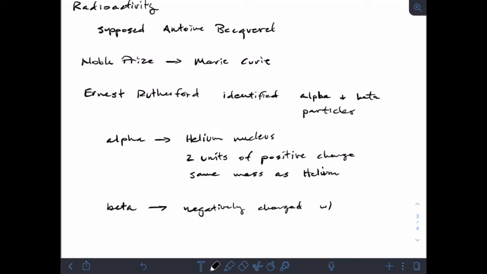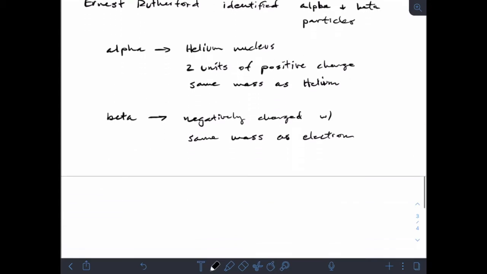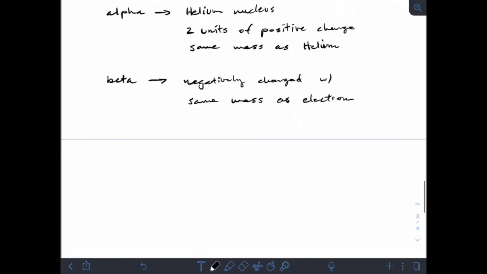With about the same mass as an electron. Right. Later on, Paul Villard would discover gamma radiation, which is a type of electromagnetic radiation, and responsible for the Incredible Hulk, among others, and Captain America, and the list goes on and on.